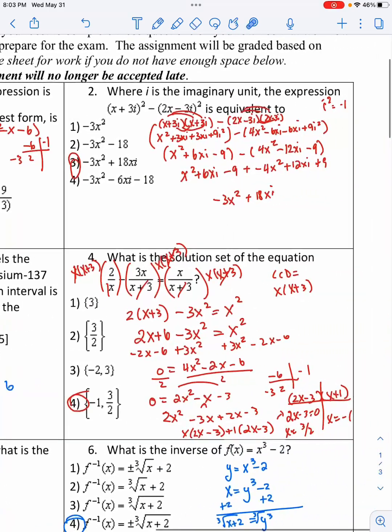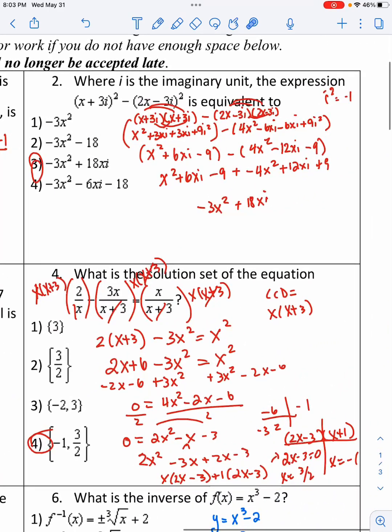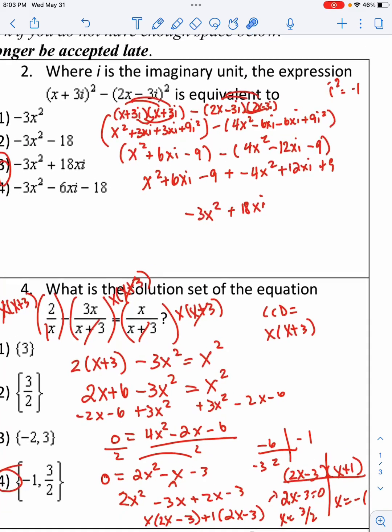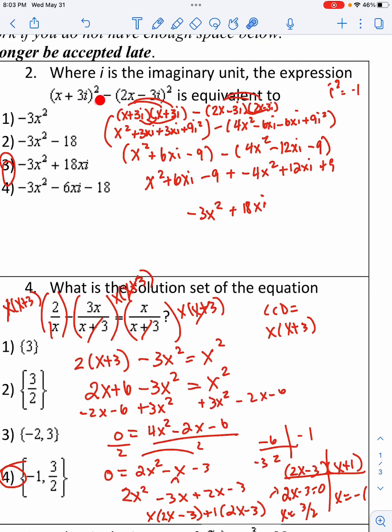All right, next one, we are going to evaluate the expression. So anytime you see a binomial squared, you want to rewrite it using FOIL. So we have the two binomials multiplied together, minus, and then we do the same thing here where we write it out in expanded form and then multiply.